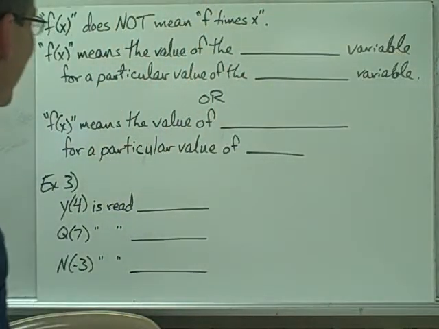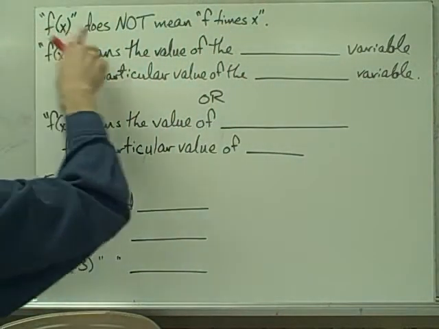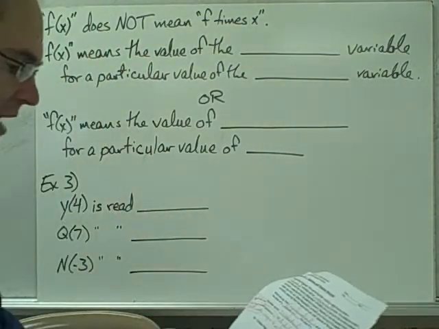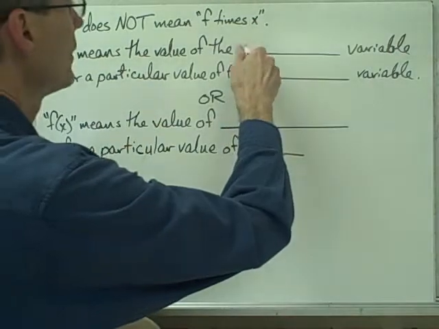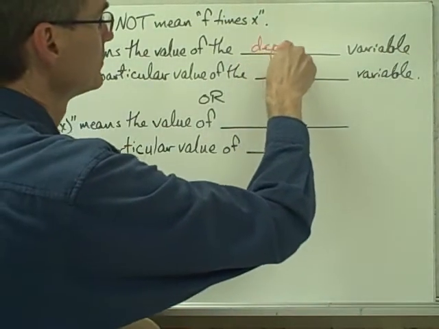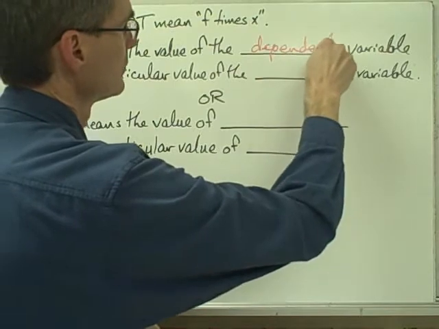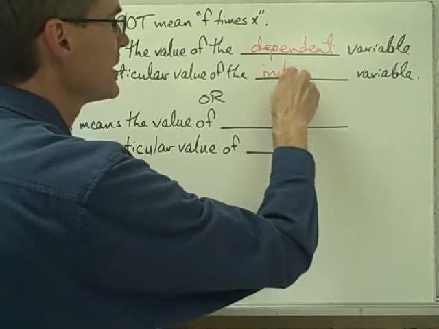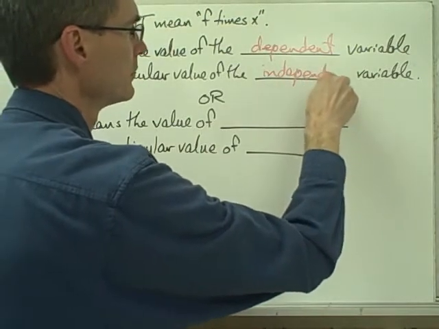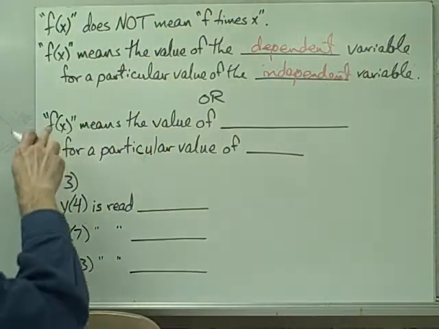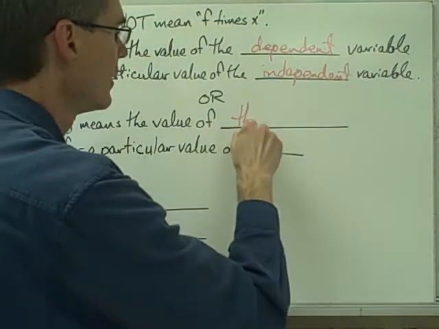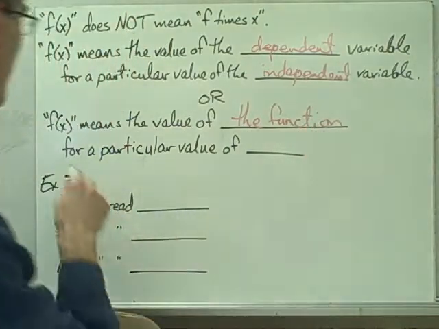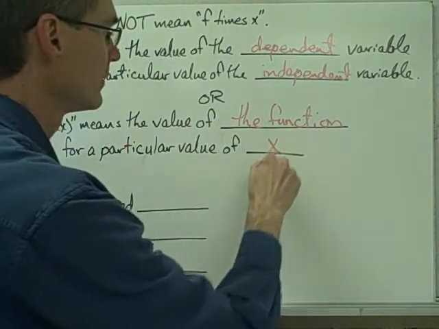Now, notice f of x, this symbol here, does not mean f times x. f of x means the value of the dependent variable for a particular value of the independent variable. Or sometimes we say f of x means the value of the function for a particular value of x.